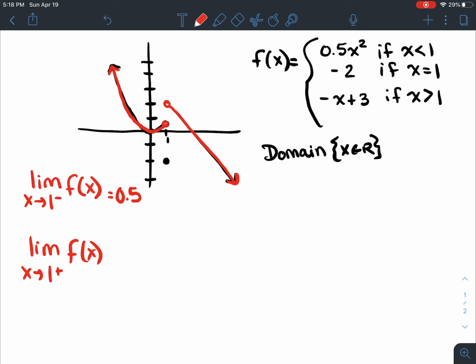As we approach from the right, we're approaching a y value of 2. So then, if we want to say, does the limit as x approaches 1 of f of x exist? I'm going to say no, because from the left and the right, it's different. So the limit does not exist.